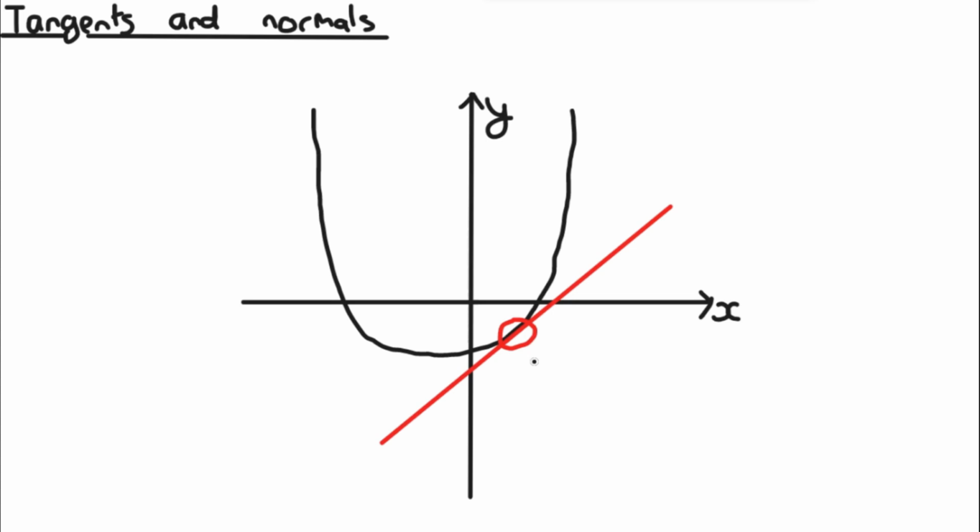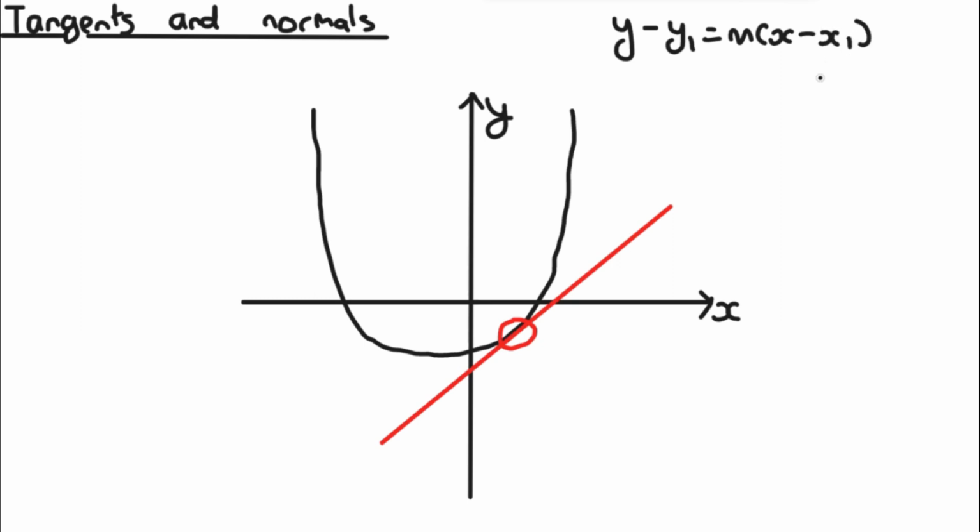So this video is on tangents and normals, and then we'll get on to increasing and decreasing functions later in the video. So you may be asked to find the equation of a tangent. Now a tangent is a straight line. If you go back to chapter 5, you can recall how to find the equation of a straight line. The equation of a straight line is y minus y1 is equal to m times x minus x1.